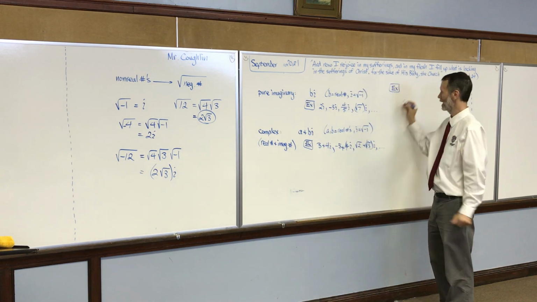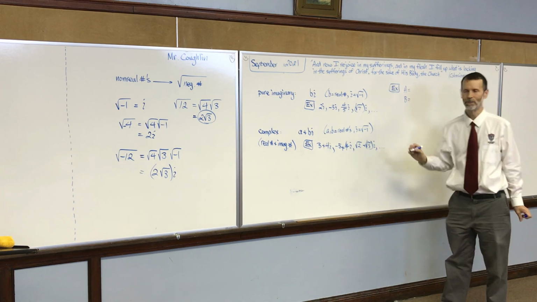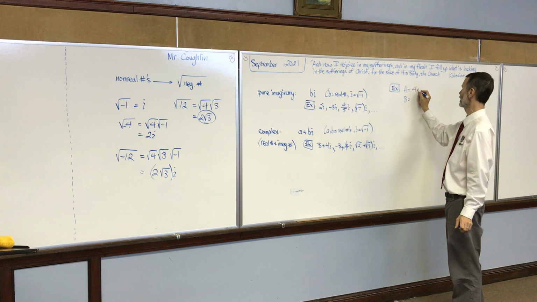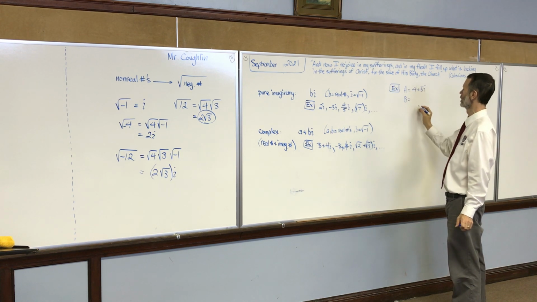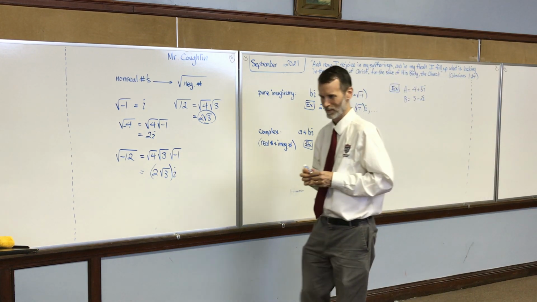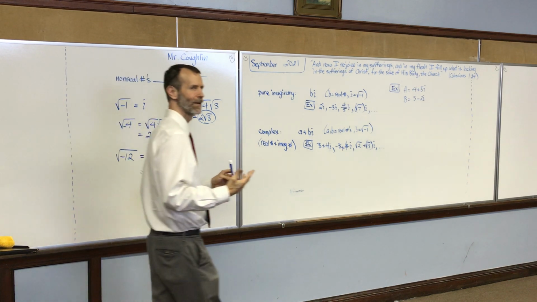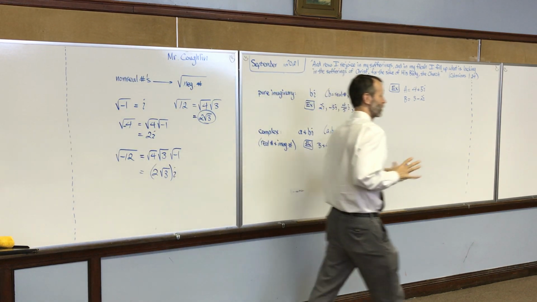I'm going to call capital A and capital B. They're going to be some complex numbers. A is 4 plus 5i, and B is 3 minus 2i. Go ahead and write those down. Some of these arithmetic steps are quite easy. Some of them are a little more exotic.